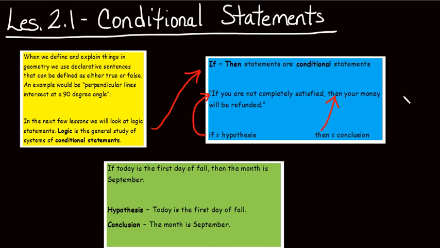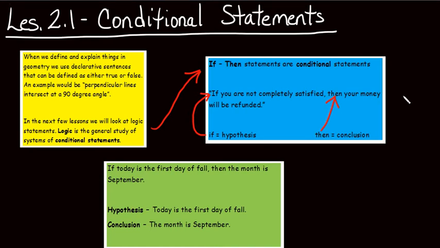In the next few lessons here in Chapter 2, we will look at logic statements. Logic is the general study of systems of conditional statements. So over here in the blue box, I have written if-then statements are conditional statements. Here's a very popular one. If you are not completely satisfied, then your money will be refunded.